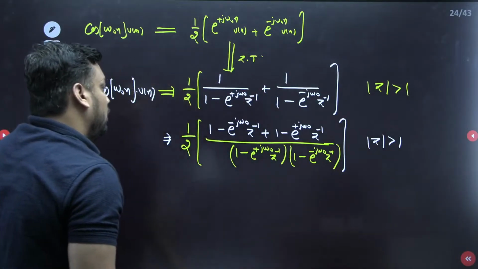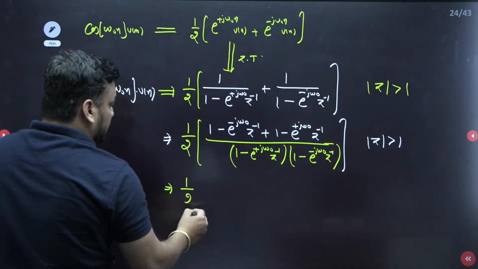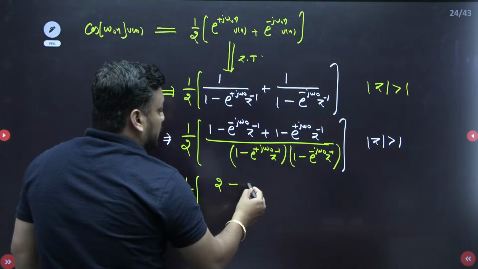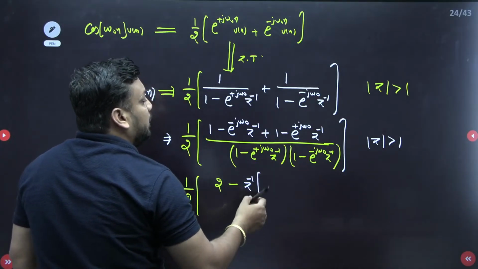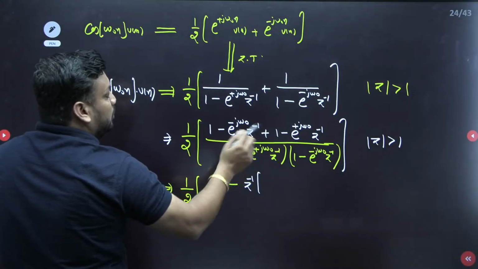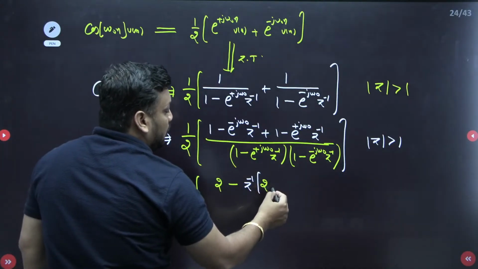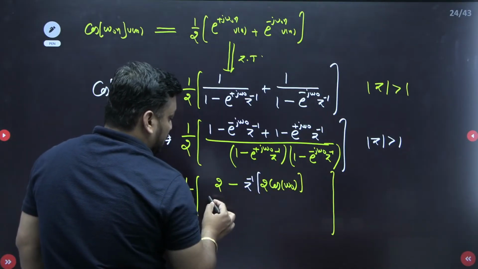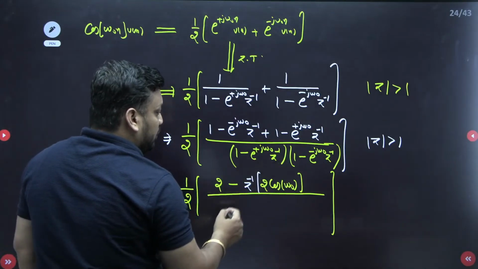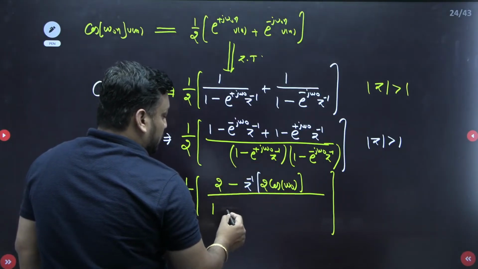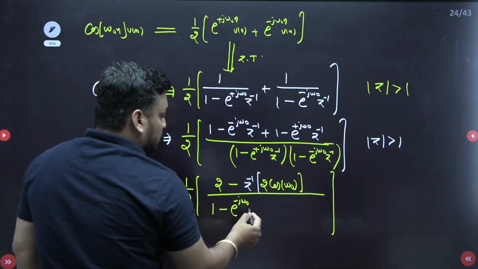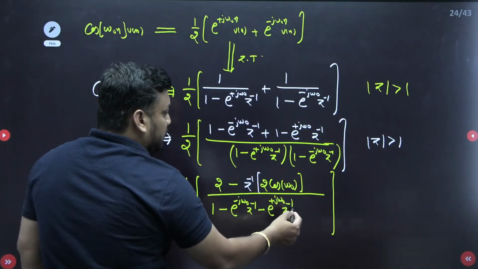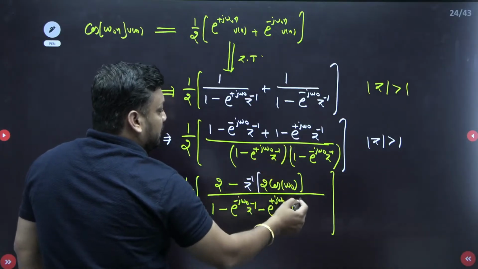Now tell me, what is common? Half is already outside, and 1 plus 1 you can take as 2. If I take the term z inverse common, then inside the bracket e to the power plus j omega 0 plus e to the power minus j omega 0 is nothing but 2 cos of omega 0. In the denominator, just open the bracket: 1 into 1 is 1. The next is minus e to the power minus j omega 0 z inverse, again minus e to the power plus j omega 0 z inverse, and again minus minus plus, e to the power plus j and minus j cancel out, so z to the power minus 2.